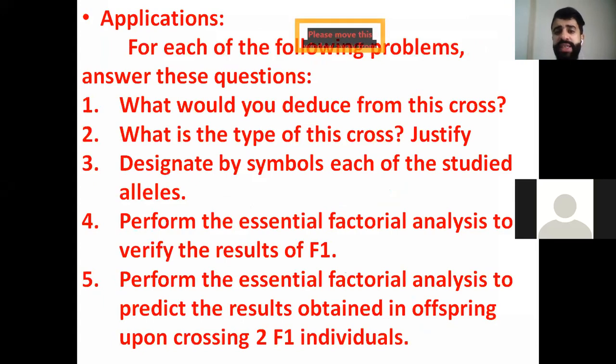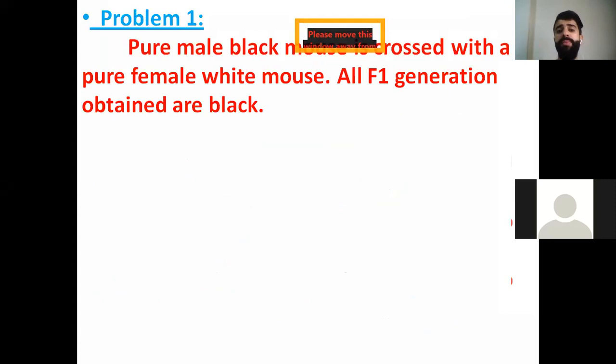So pay attention here to this application. For these equations, we have to solve each of the following questions. What can you deduce from this cross? What is the type of this cross? Designate by symbols the essential factorial analysis and the other first factorial analysis. Problem 1. Pay attention to these words in the question and be ready. I'm going to ask you some questions about it.